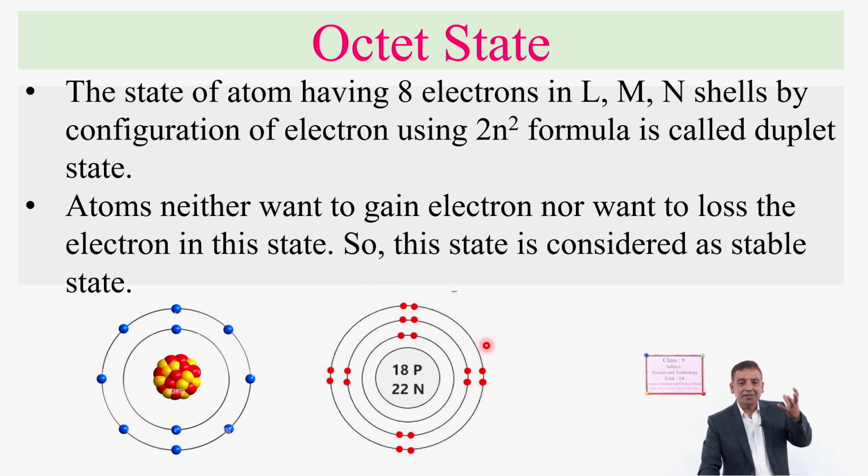Yes, good. It has got 8 electrons, so it is also in the octet state. In such states, atoms are not reactive. They do not want to do the reactions. So this state of atom is called the inert state or stable state. If the atoms are in octet or duplet states, they can be considered as the stable state.